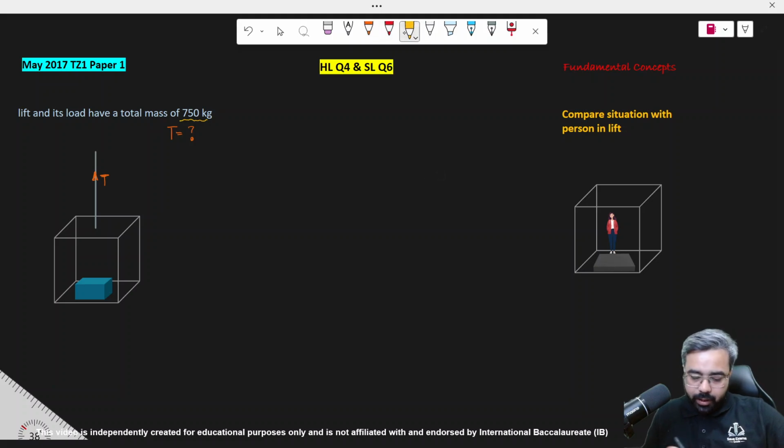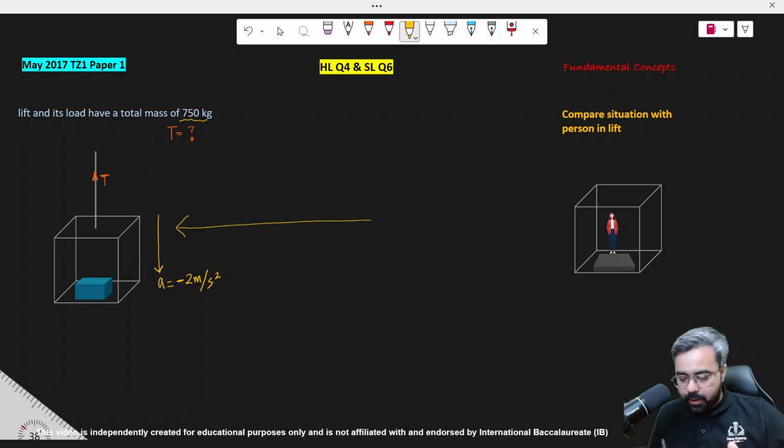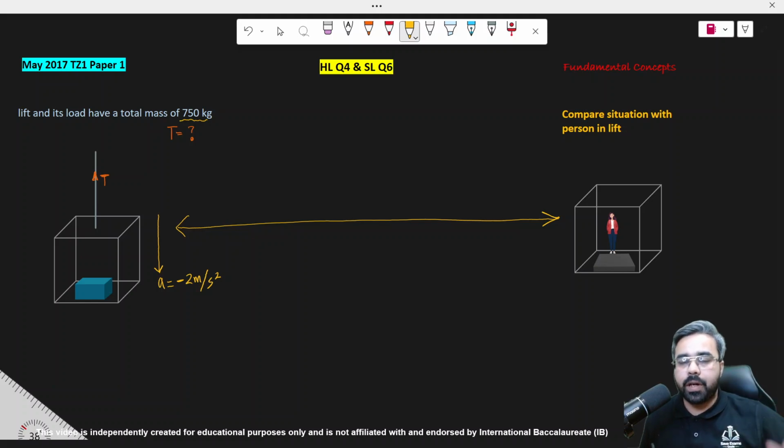The provided information is that the acceleration is downward, and that acceleration is, I would say, negative 2 meters per second squared because of its direction. Otherwise, the magnitude is 2 meters per second squared. Now, this downward acceleration means that the system's weight is more than the force of tension. But we need to calculate the tension in a cable. At the end of the video, I will compare this scenario with the scenario if you are in a lift and how your apparent weight changes.